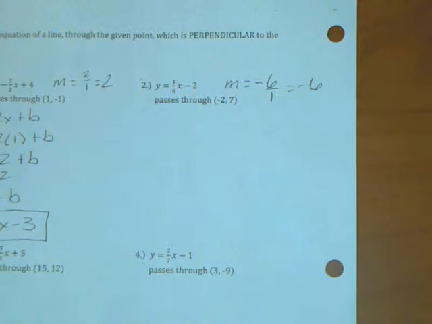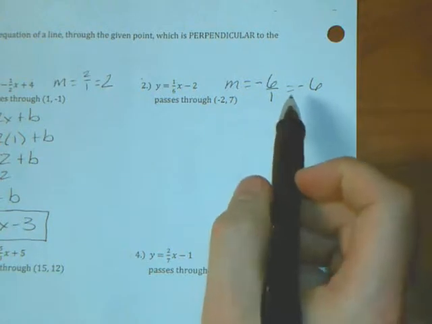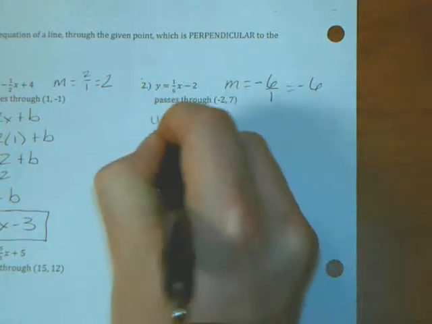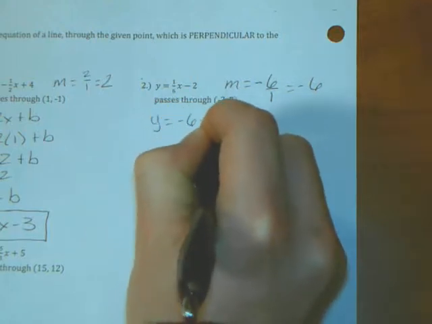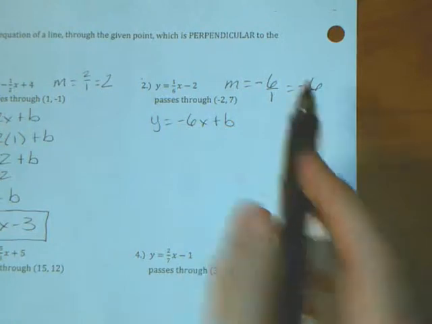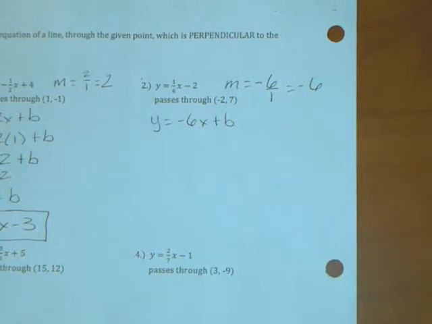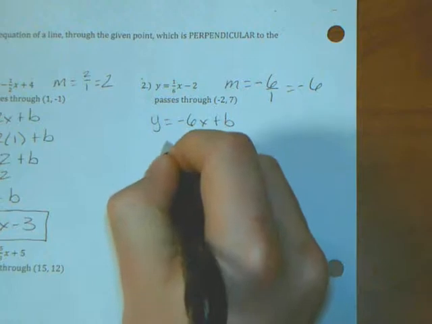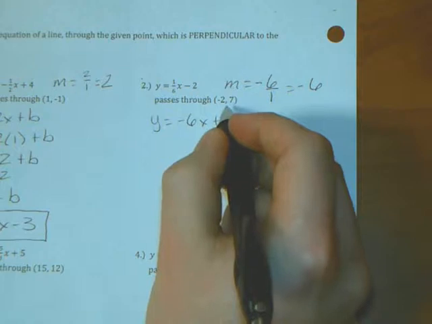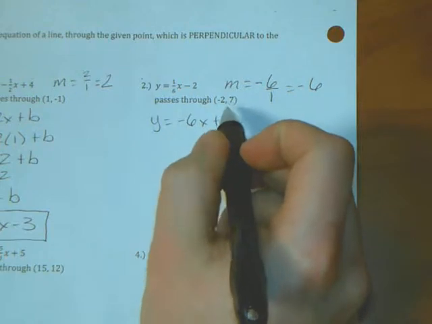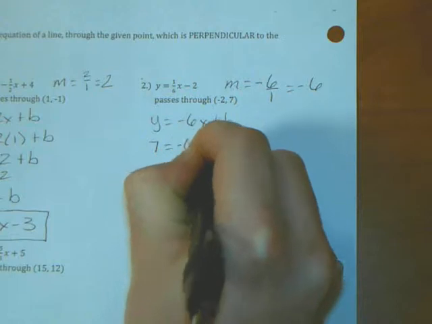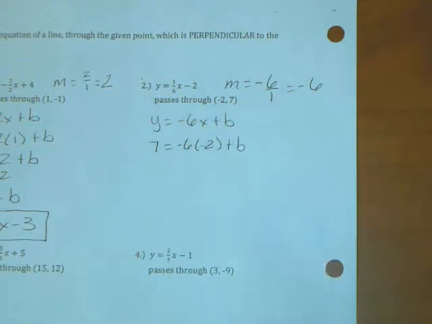Next person, Nathaniel. What's my second step? You skipped a step on me. I've identified my slope. What do I need to do next? Yeah, I need to write it in slope-intercept form. y equals negative 6x plus b, written with your new slope. Now, Nathaniel, what do I do next? Plug in my points. Where's my negative 2 going? To the x. And where's my 7 going? Into the y. So I have 7 equals negative 6 times negative 2 plus b.